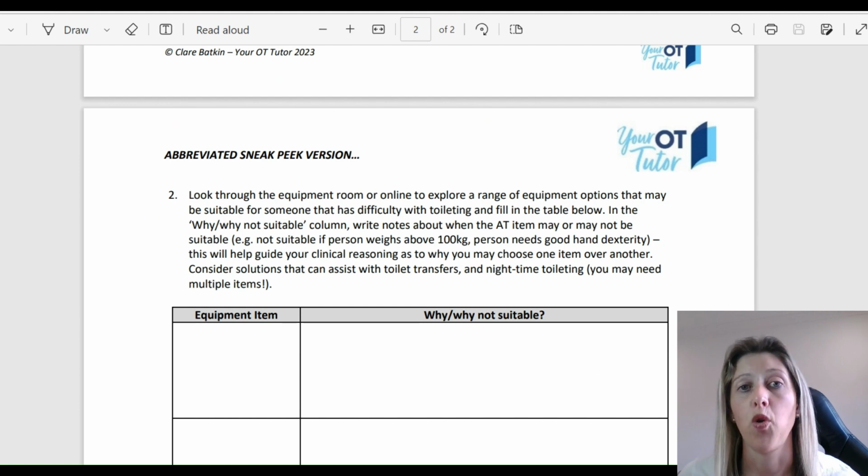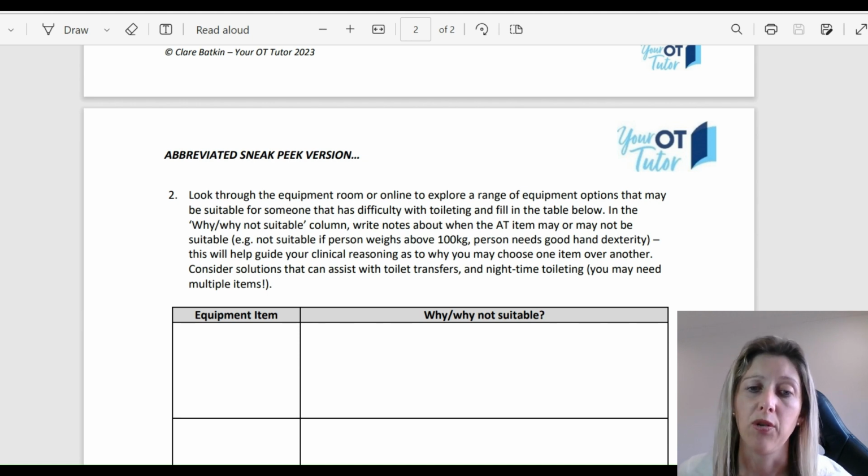the next part of the worksheet is where they actually do have a look around the showroom, or perhaps look online if there's no showroom available. What they're doing is trying to identify all the pieces of equipment that are related to addressing difficulties with toileting. They write down that piece of equipment, and then they're also thinking about in what circumstances might that piece of equipment be helpful or not helpful.